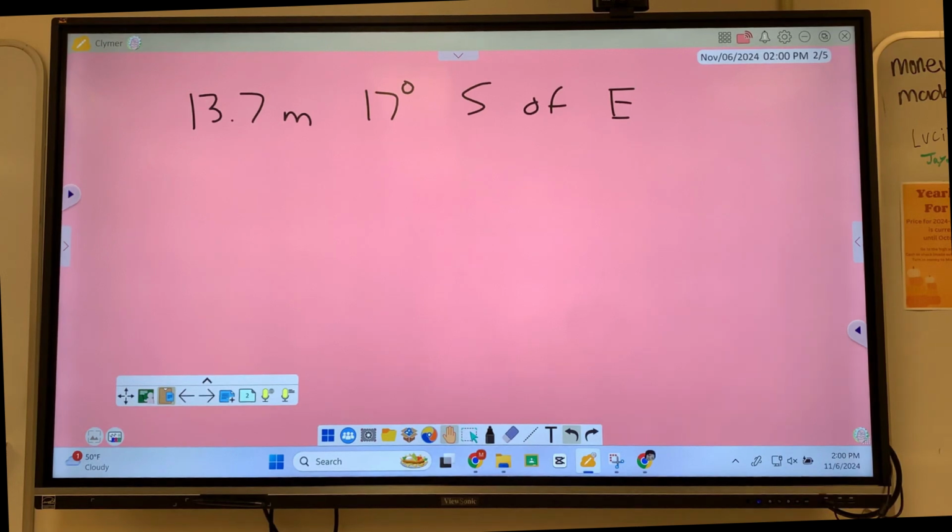How far south and how far east? Like Jeopardy. Here's the answer. You tell me the question that got us here. So, 17 degrees south of east. So think about where the 17 is. Think about how you drew this triangle. And think about what we're trying to get to.